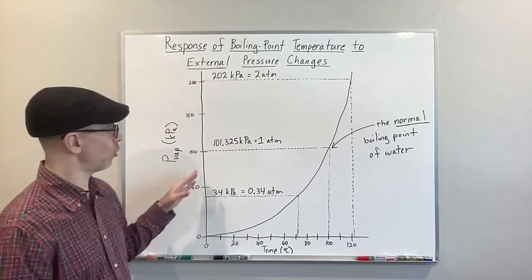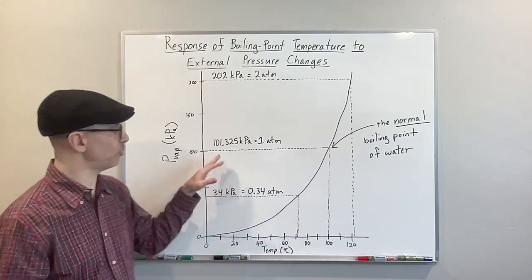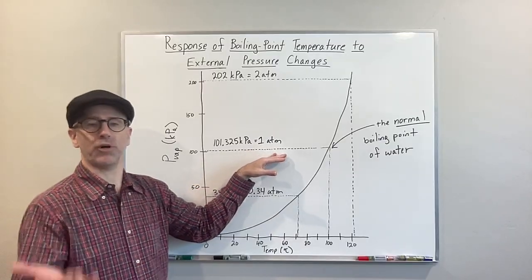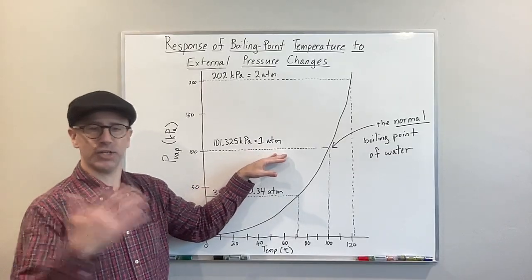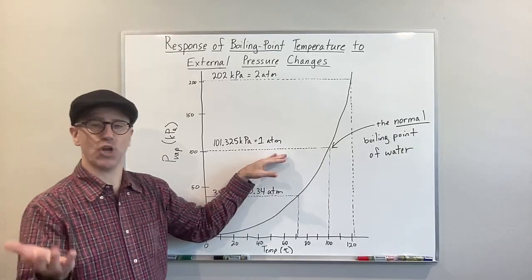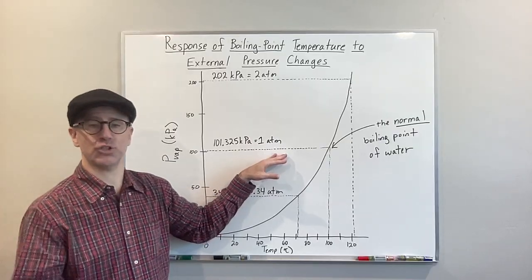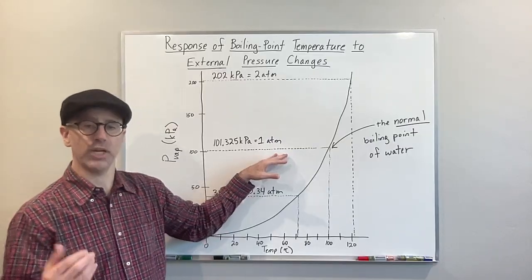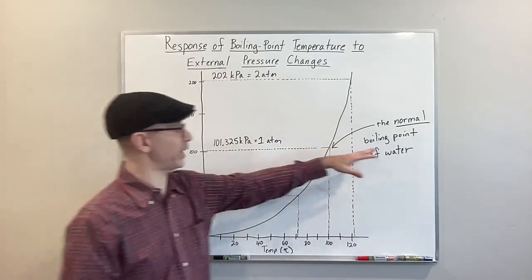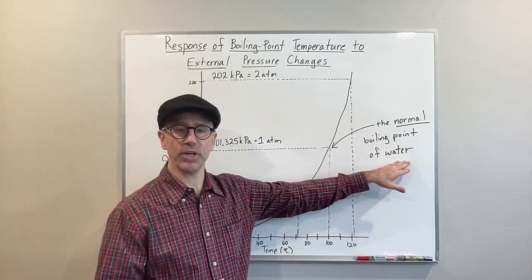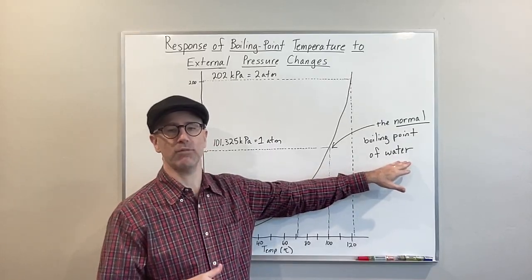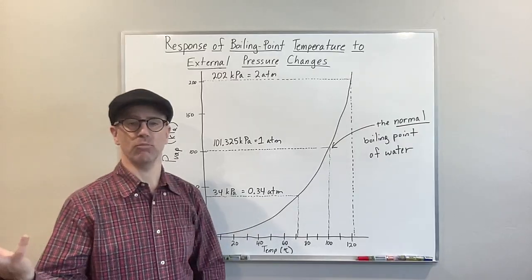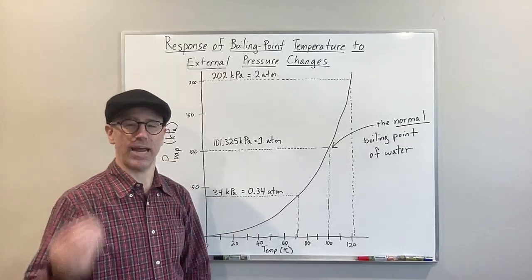And what do I mean by normal boiling point? Normal boiling point is defined to be at 1 atmosphere. So if you're reported a boiling point of 100 degrees and there's no pressure indicated, then you can assume that they're assuming 1 atmosphere and they're giving you the normal boiling point. So normal boiling point is defined as the boiling point of a substance at 1 atmosphere, right? So the normal boiling point of water is going to be 100 degrees at 1 atmosphere, right?